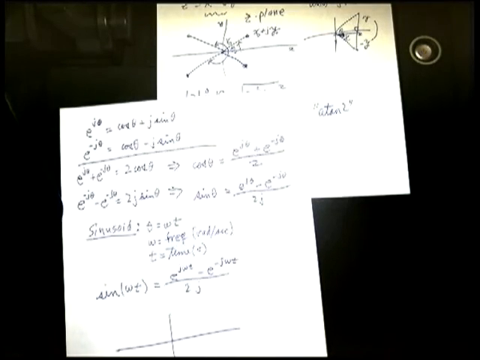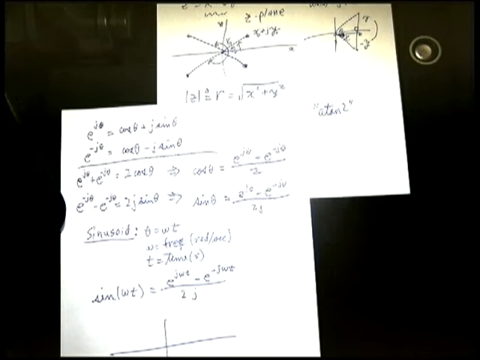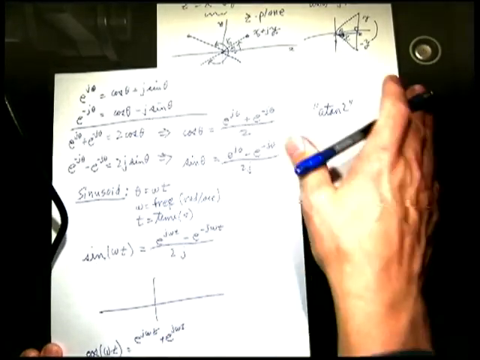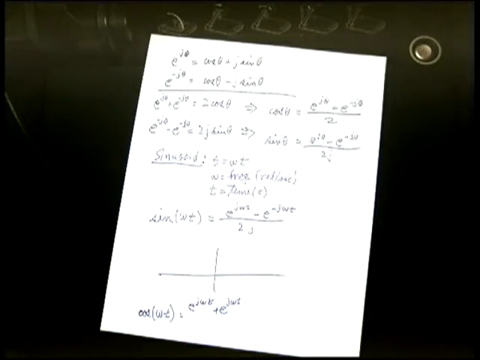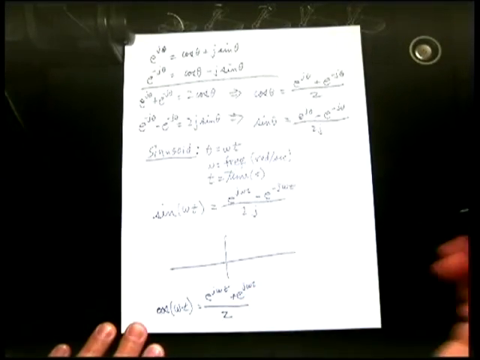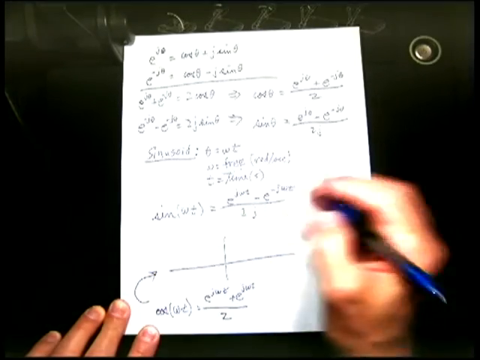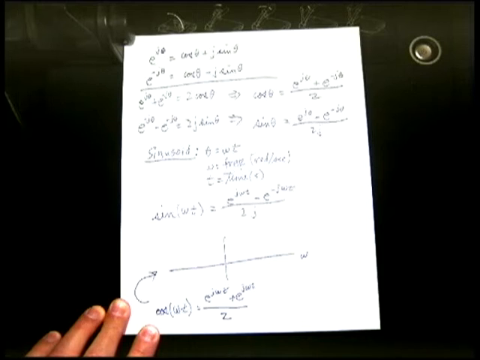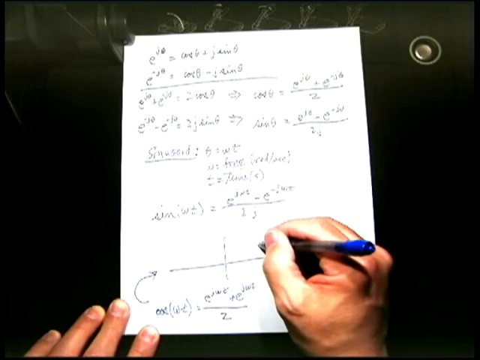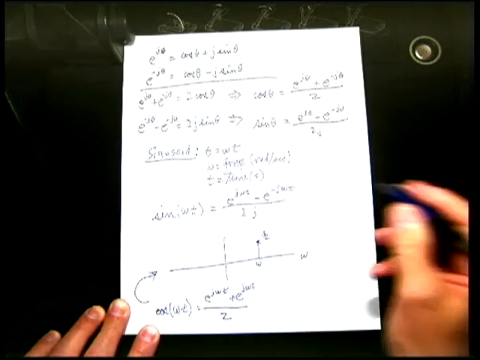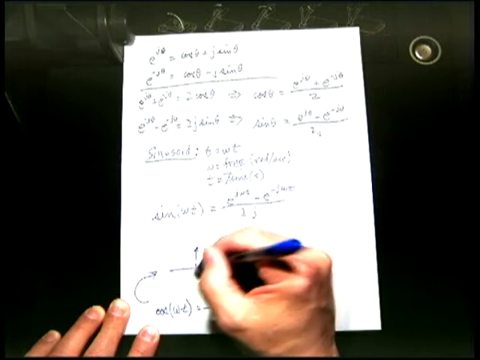I kind of wish I had picked cosine first. Let me do cosine down here. Cosine omega t equals e to the j omega t plus e to the minus j omega t over 2. So I'm going to plot that one. This is now an omega axis, and I'm going to plot the amplitude. I've got an amplitude of 1/2 at omega, and an amplitude of 1/2 at minus omega.